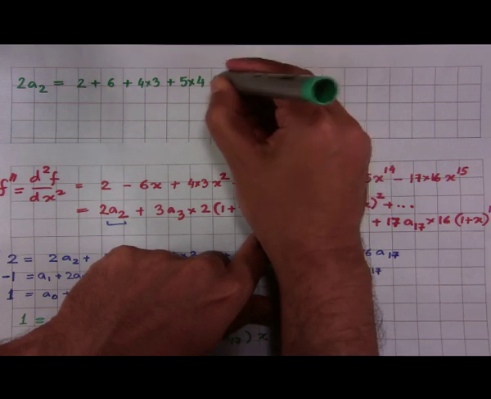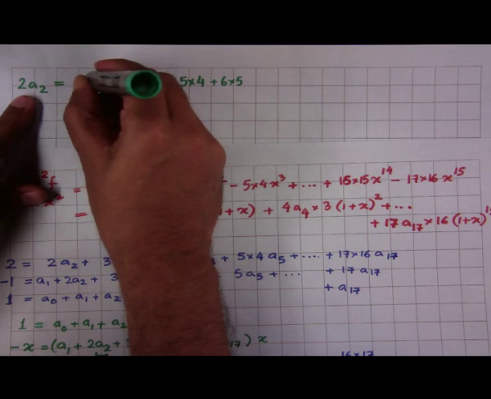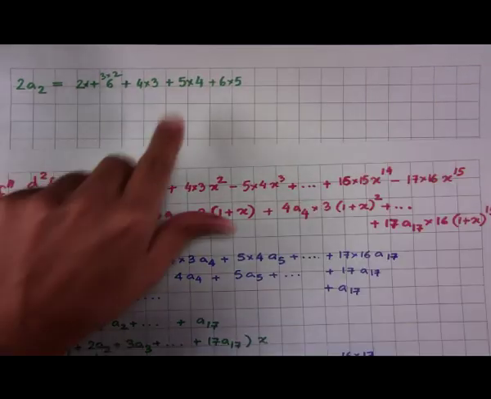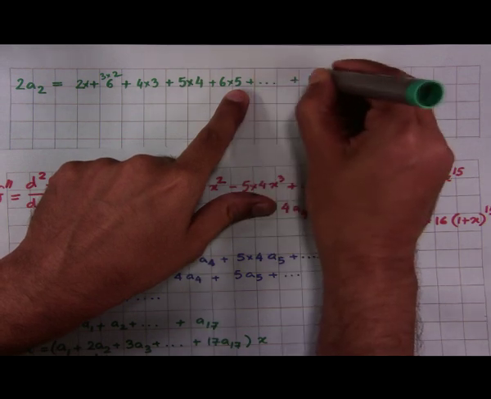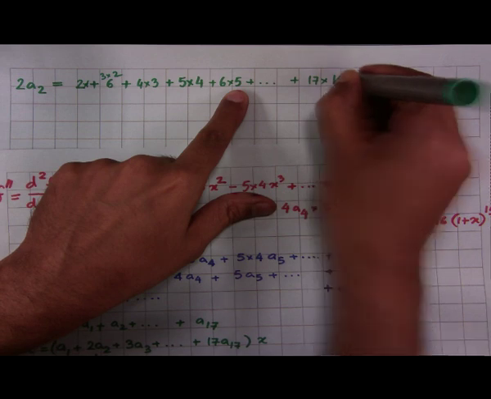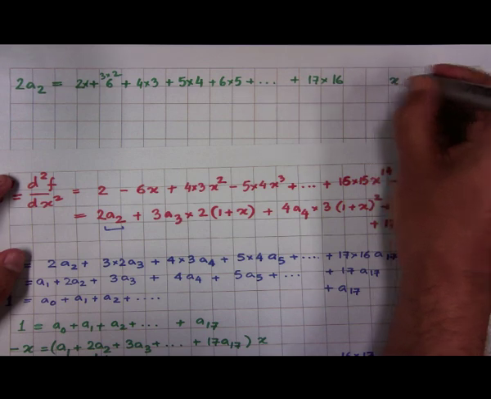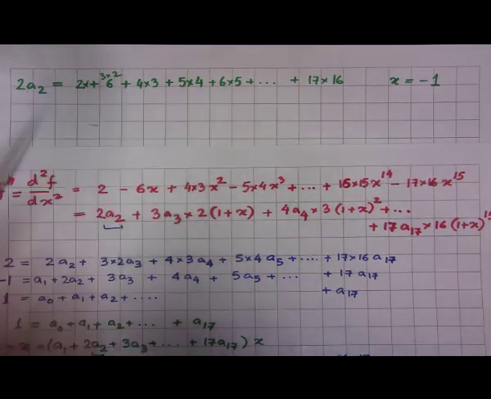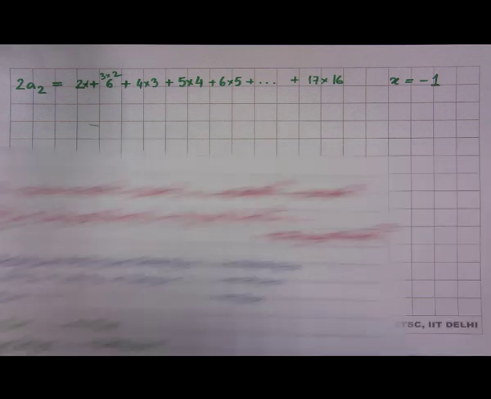plus 6 into 5. So, this was 2 into 1, this was 3 into 2, just noting it. And all I did was I plugged in x equal to minus 1 and I got a 2 straight away. So, you see the advantage of doing it this way. It is quite an easy problem.